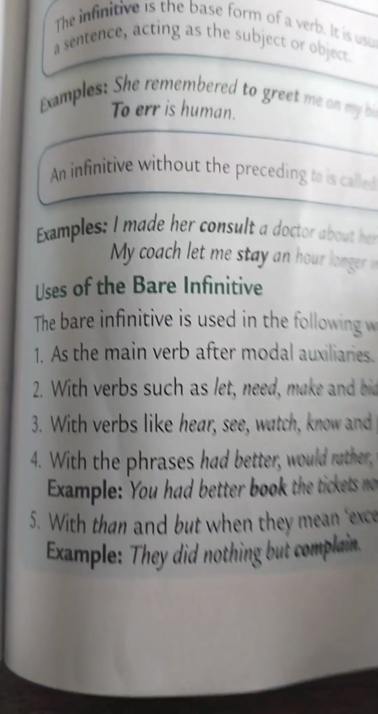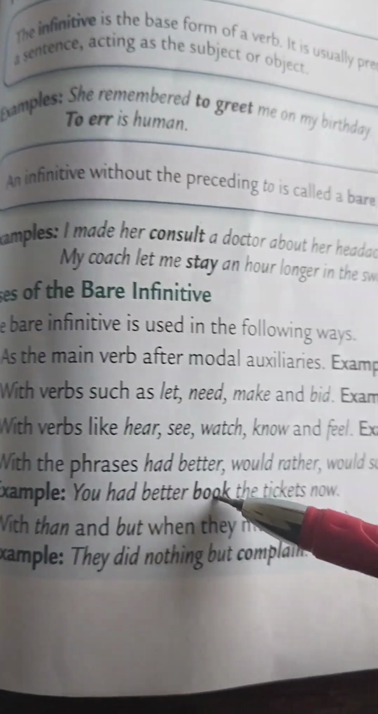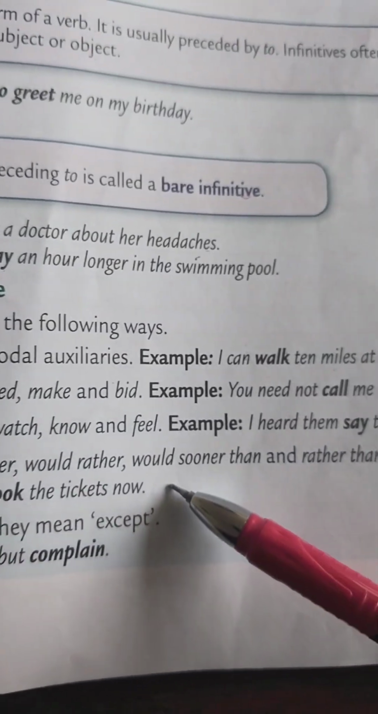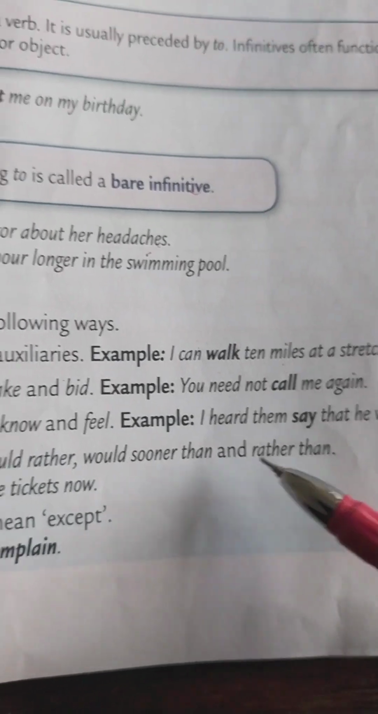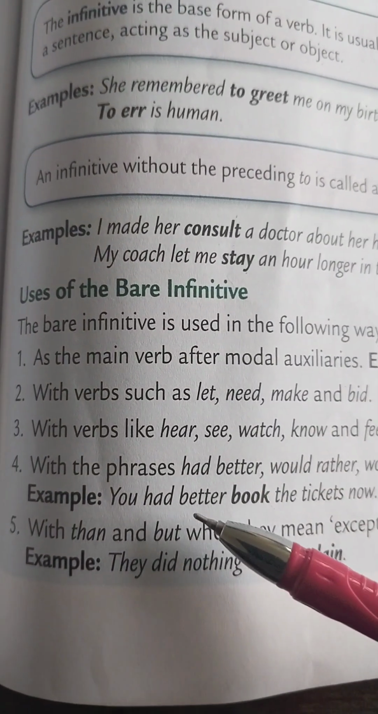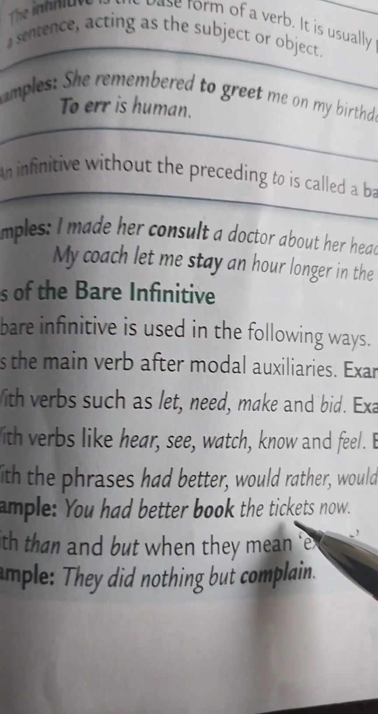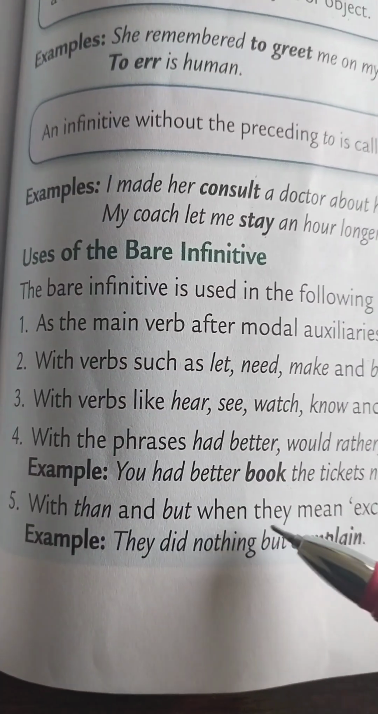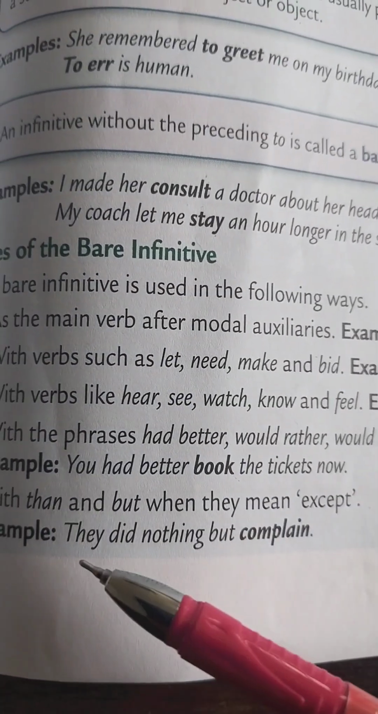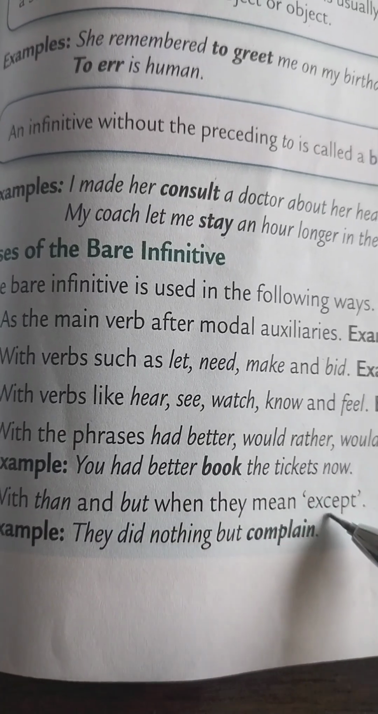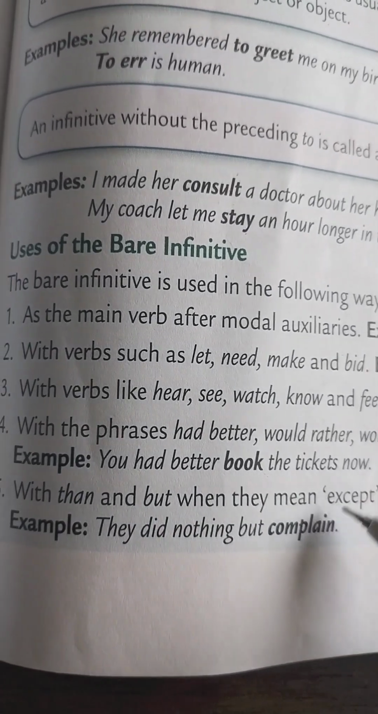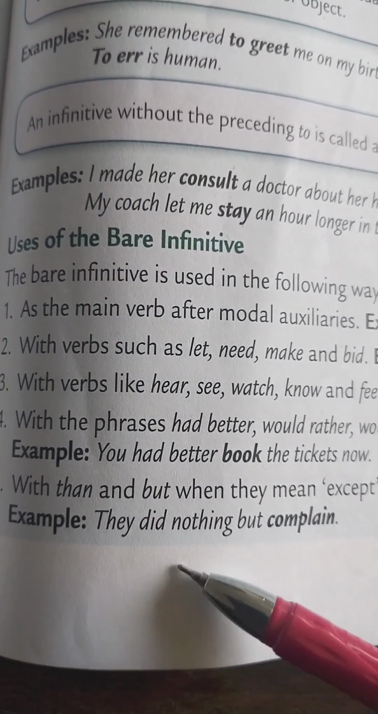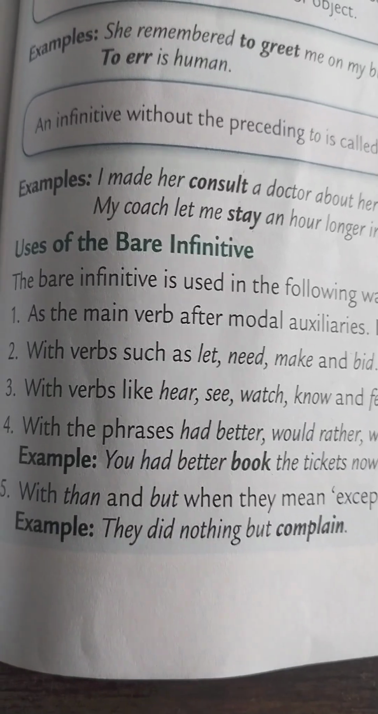With the phrases had better, would rather, would sooner and rather than, with them also we use the bare infinitive. You had better book the tickets now. And with than and but, when they mean except, when their meaning is except in the sentence, we use the bare infinitive with them. They did nothing but complain.